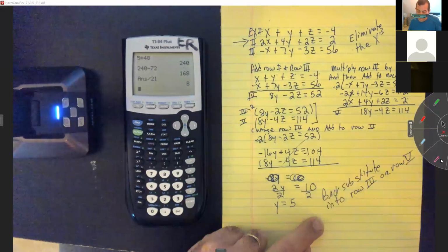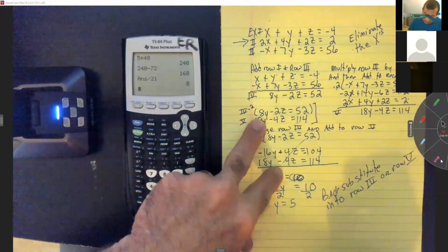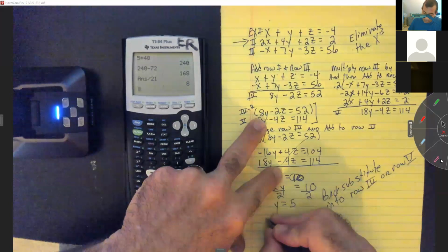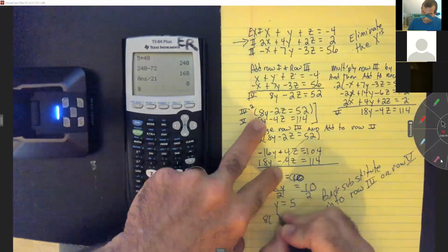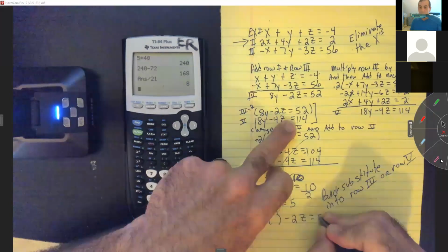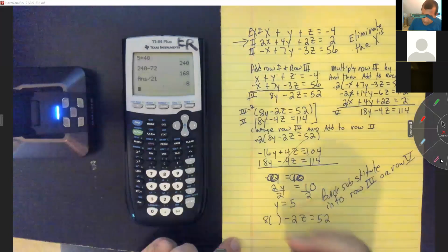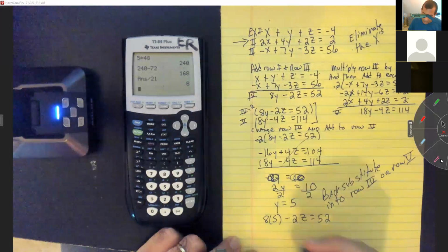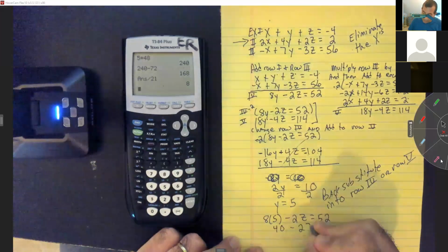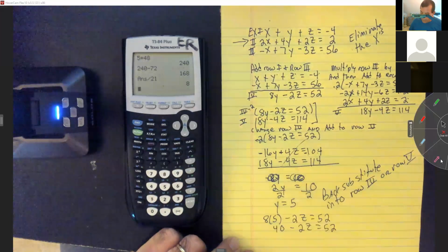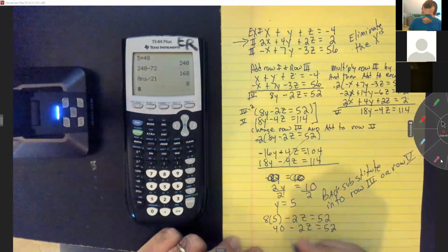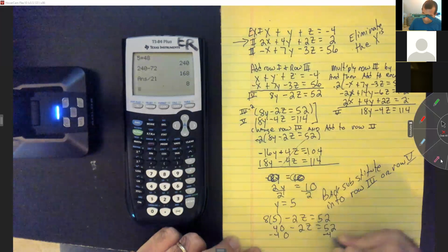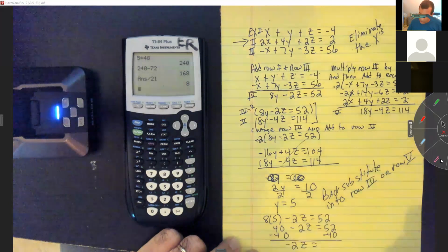Okay, so I'm going to pick row 4, which was an 8y minus 2z equals 52. Now I know my y was 5. So that gives me 40 minus 2z equals 52. To solve that, I'm going to subtract 40. So negative 2z will be, what's that, 12?